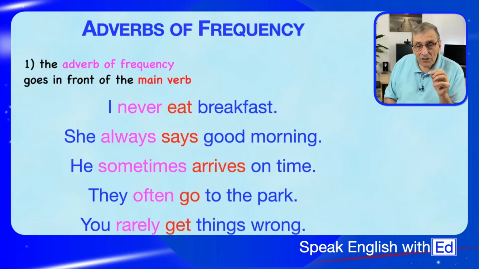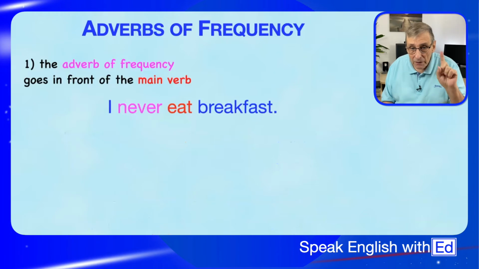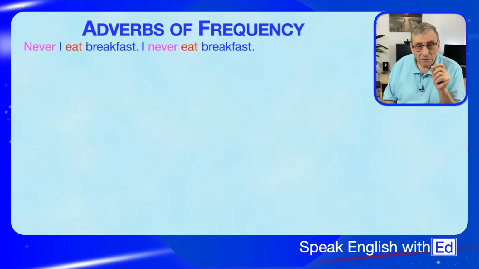You rarely get things wrong. Now we're getting to the bottom end. Remember, rarely and seldom. We rarely use the word seldom. So we've got, rarely get things wrong. This means you don't get things wrong very often, and you're very good at getting things right. Okay, so all these sentences comply with rule 1. The adverb of frequency is before the main verb. Okay, so remember that. So, I never eat breakfast.